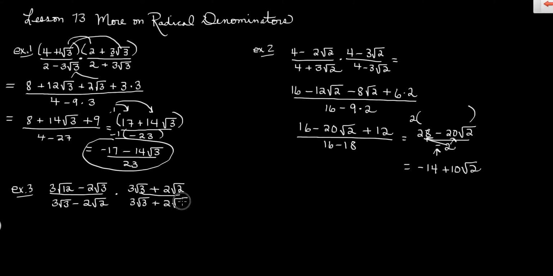This one's really complicated. Okay, first, outer, inner, last. 3 times 3 is 9. Square root of 12 times the square root of 3 is the square root of 36. Outer is 6 square root of 24. The inner is negative 6. Square root of 3 times the square root of 3 is 3.